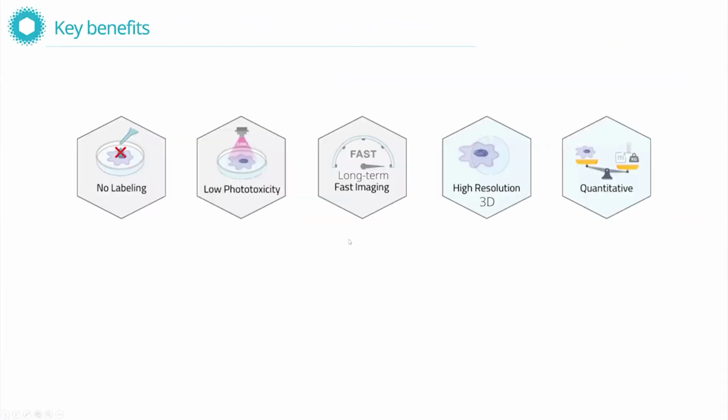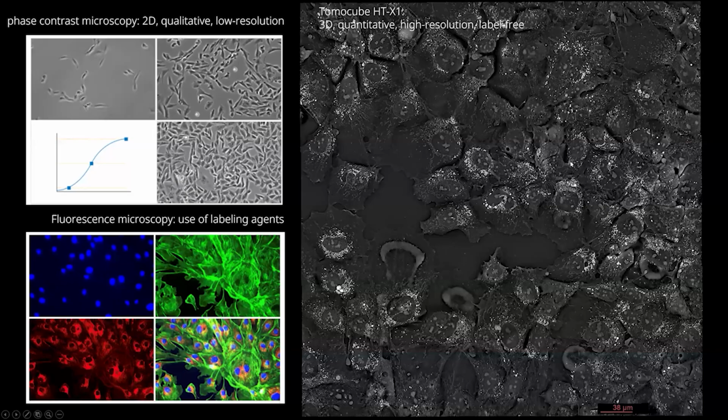Those are the key benefits of using HT: no labeling, and thus low phototoxicity and photobleaching. We can measure for unlimited time, and our measuring speed is about 100 times faster than a confocal microscope. Our resolution goes down to 150 nanometers, and we can measure samples up to 150 micrometers. I'll talk about quantitativeness in the following slides.